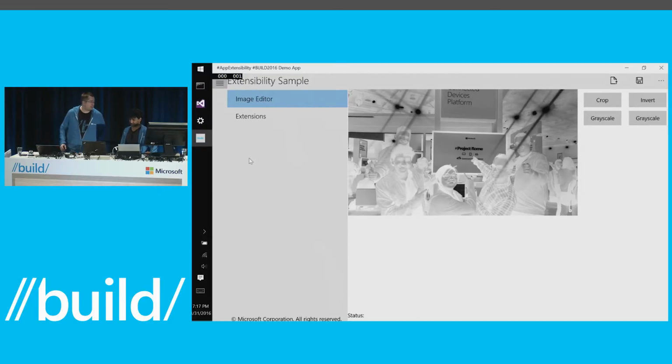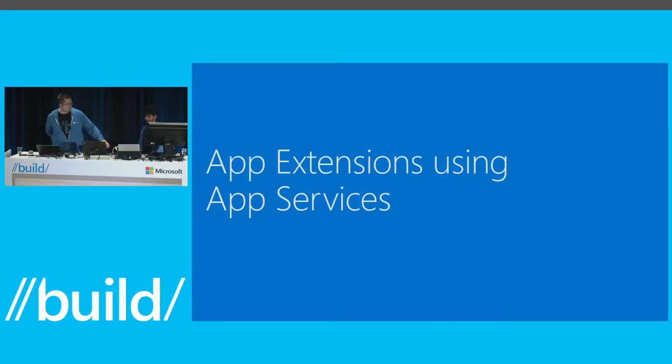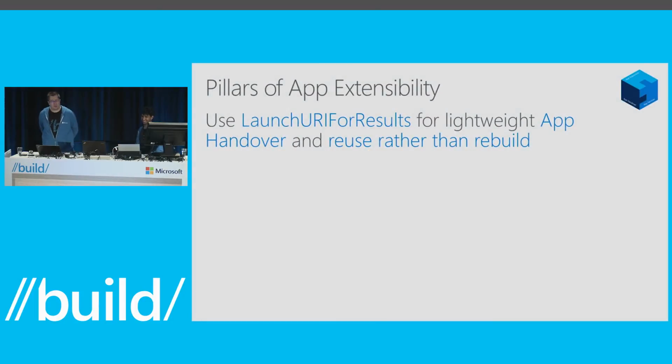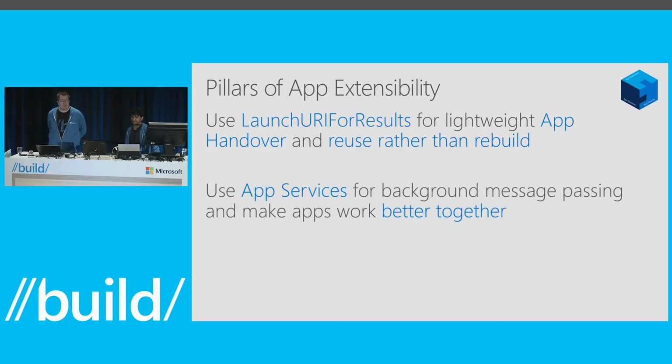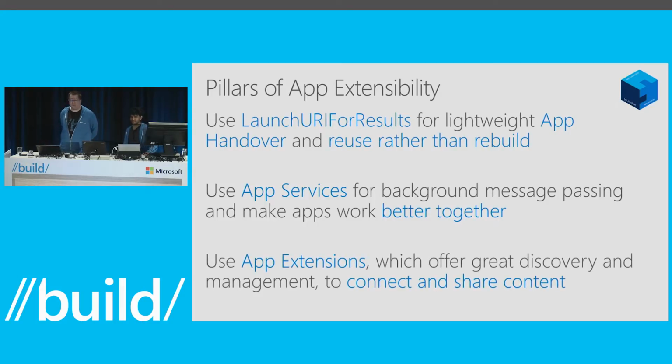So I want to switch back here. So app extension service, that's why I call them peanut butter and jelly. They're fantastic together. So this creates our pillars of app extensibility. We have launch URI results if you want to hand off that experience to the extension app. We have app services for the background communication, so to kind of have the seamless approach. And then the glue that puts it all together is app extensions that give you the management and discovery and the ability to share the content.